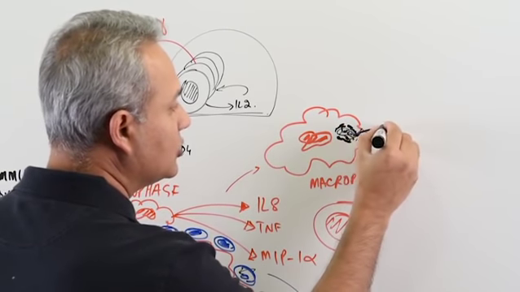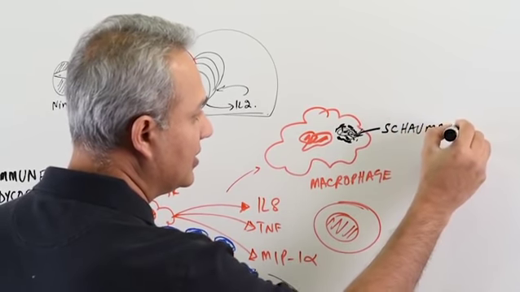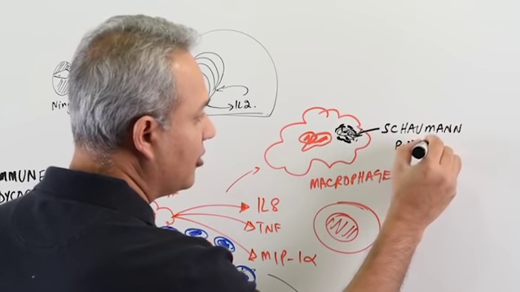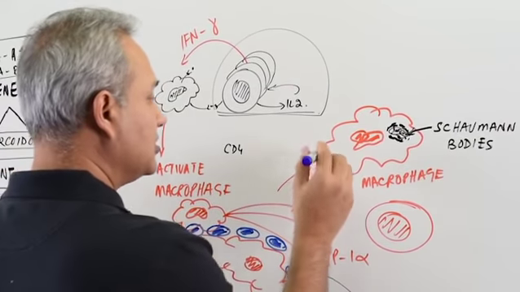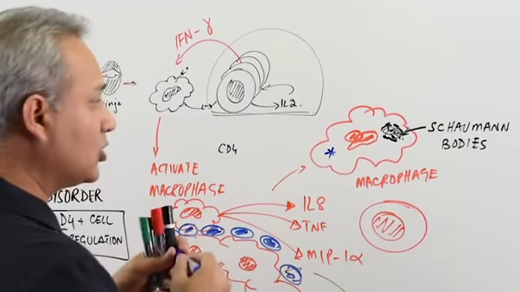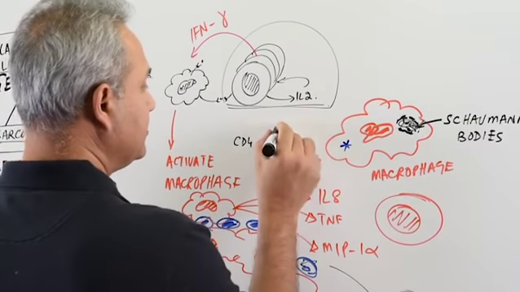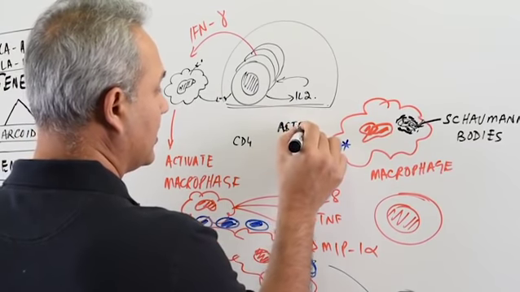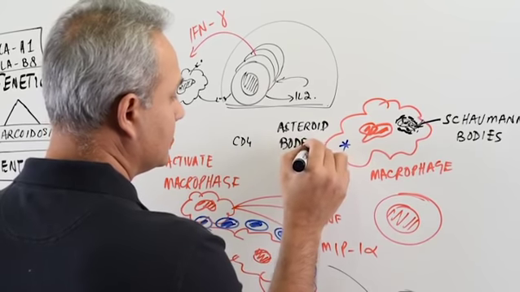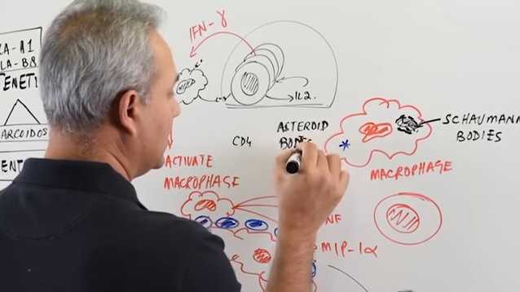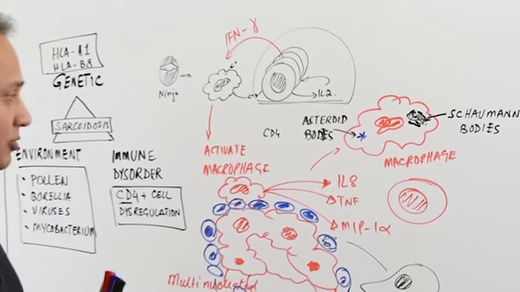So these are the Schaumann bodies, and it is also possible that there are depositions of substances that look like a star. So asteroid bodies. So Schaumann bodies are found, asteroid bodies are found.